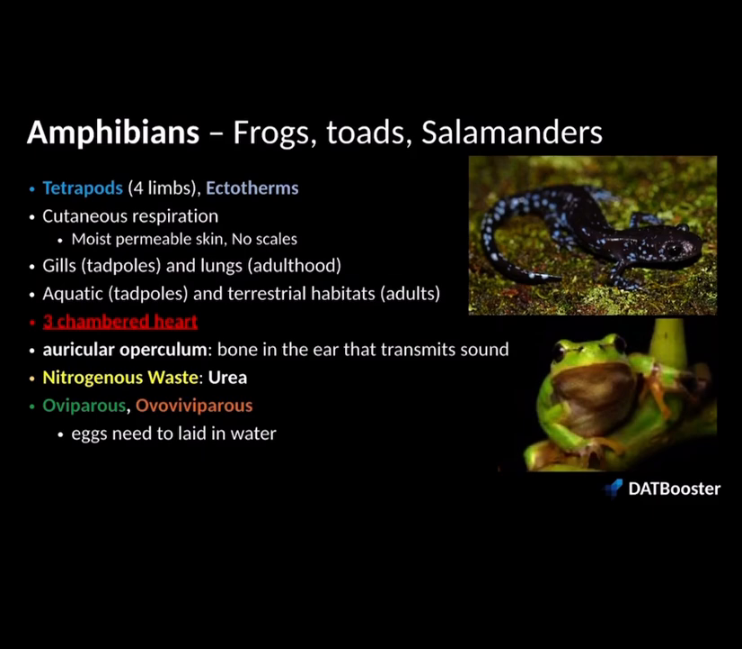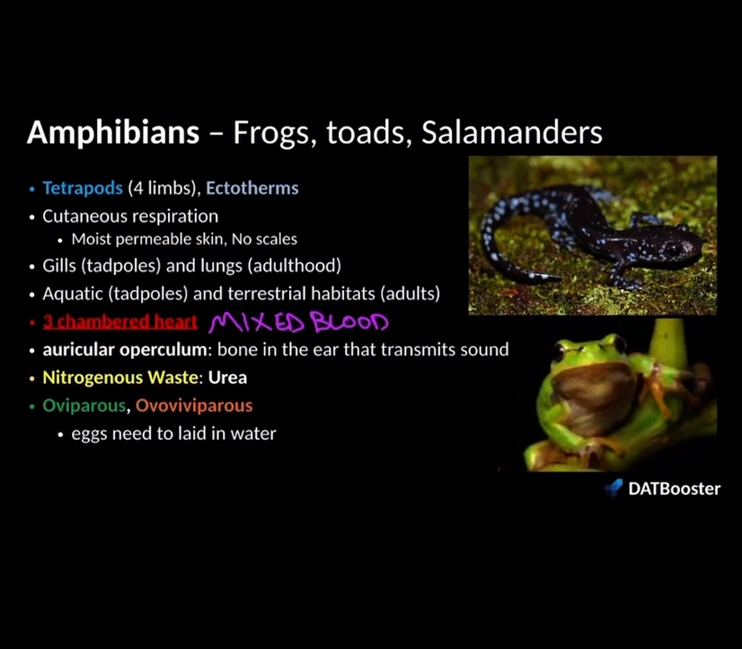Amphibians also have a 3-chambered heart. What does this mean again? It means they have 2 atria that share a single ventricle, and within that ventricle you're going to have a mix of oxygen-rich and oxygen-poor blood. Amphibians also have an auricular operculum, auricular meaning the auricle or ear region. So they have a bone inside their ear that's derived from the operculum of fish, and that's used to transmit sound into the inner ear.